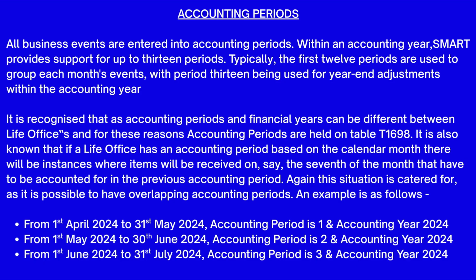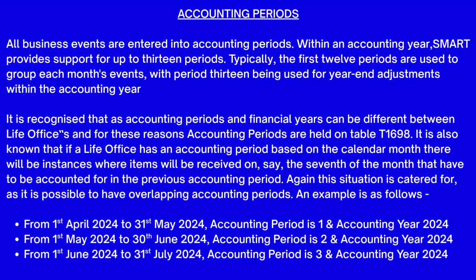Accounting periods. All business events are entered into accounting periods. Within an accounting year, SMART provides support for up to 13 periods. Typically, the first 12 periods are used to group each month's events, with period 13 being used for year-end adjustments within the accounting year. It is recognized that accounting periods and financial years can be different between Life Offices, and for these reasons accounting periods are held on Table T1698.